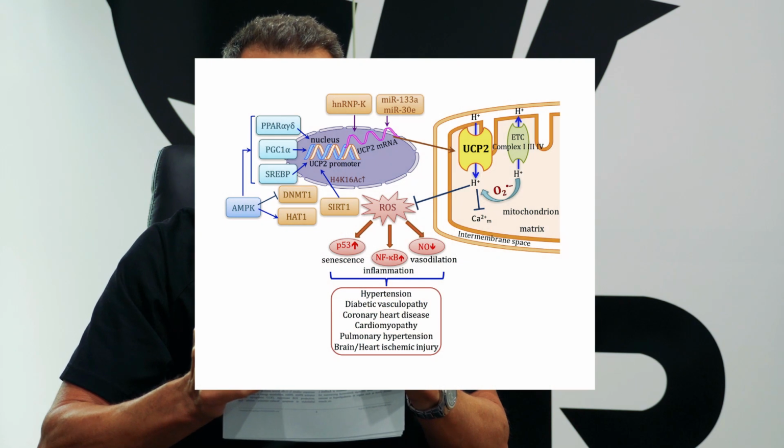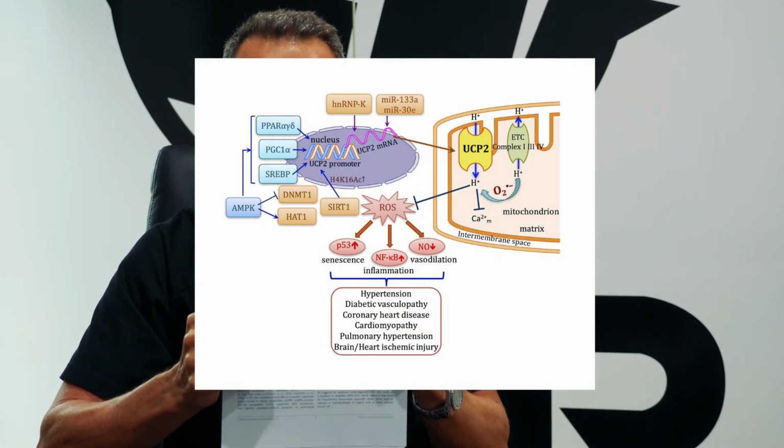Now the paper goes on and talks about the biochemical mechanism, and there's a beautiful diagram there which looks a little bit technical to some, but it'll be in the paper. We'll get a close-up of that. And basically it shows, of course, that when uncoupling protein is activated, the H+ ion goes into the cell and that blocks free radicals. And if you can block free radicals, it blocks hypertension, diabetic vasculopathy, coronary heart disease, cardiomyopathy, pulmonary hypertension, and brain injury. So it's very, very important you do that.